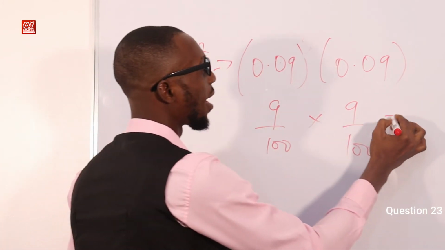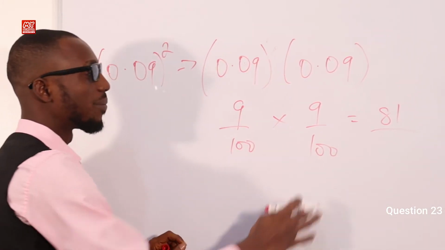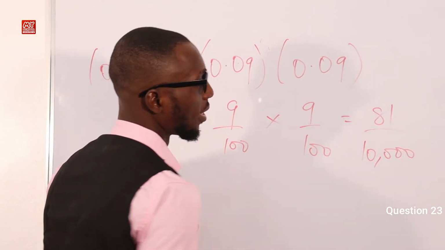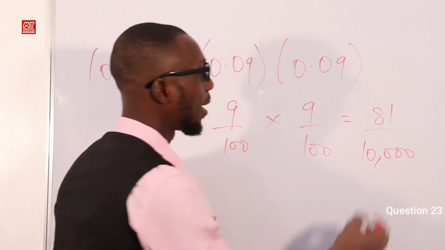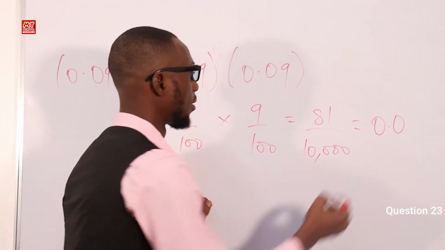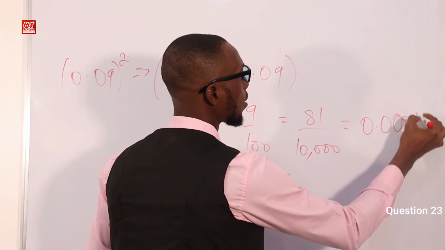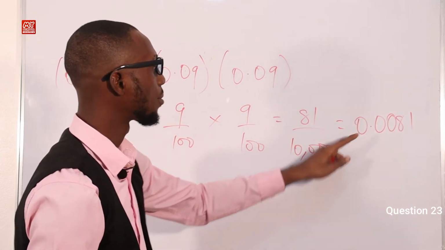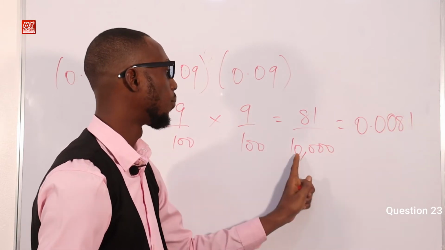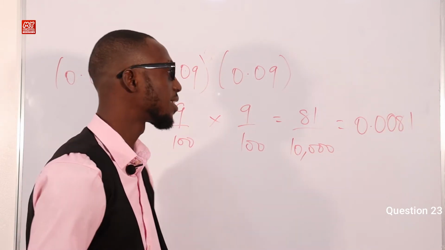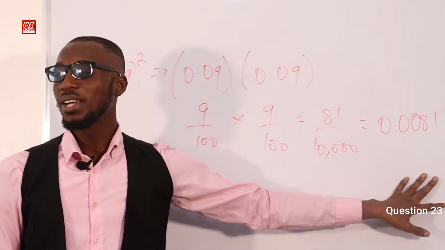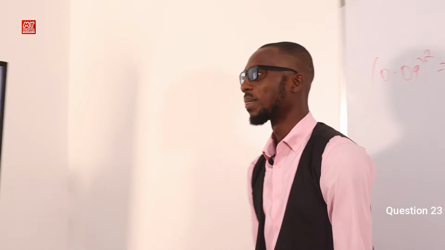Okay, so 9 times 9 we have 81. 100 times 100 we have 10,000. So if we are to bring this to decimal, this will be 0.0081. Okay, this is how you find out. We have 1 here on this point. 1, 2, 3, 4. 1, 2, 3, 4. Okay, so that is 0.0081.